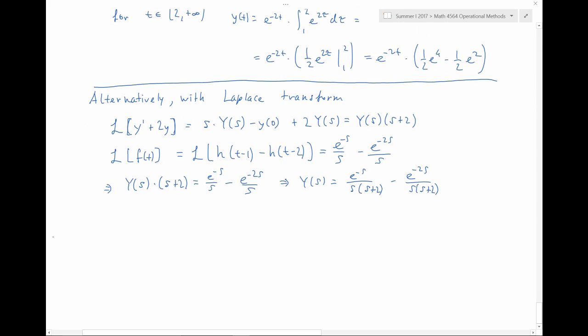To find the inverse Laplace transform, I would like to break down the fraction 1 over s times s plus 2 into simpler fractions, a over s plus b over s plus 2. Easy to see that a has to be 1/2 and b has to be negative 1/2.